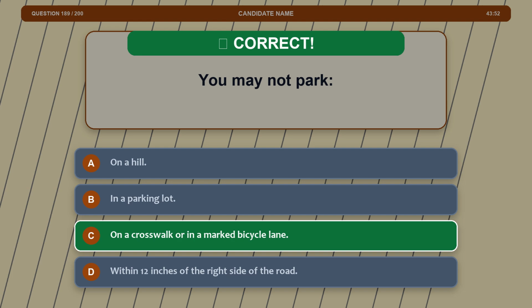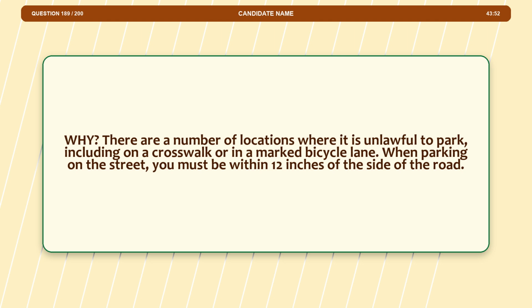The correct answer is option C. On a crosswalk or in a marked bicycle lane. Explanation: there are a number of locations where it is unlawful to park, including on a crosswalk or in a marked bicycle lane. When parking on the street, you must be within 12 inches of the side of the road.